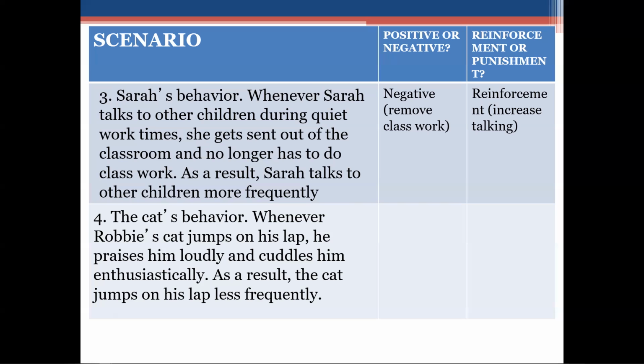Now let's think about the cat's behavior. Whenever Robbie's cat jumps up on his lap, he praises him loudly and cuddles his cat enthusiastically. As a result, the cat jumps on his lap less frequently. So is behavior going up or is it going down? Here, hopefully you can see it's going down. It's decreasing in frequency, so we're in punishment land. And is this positive or negative? Is he adding something or taking something away? Hopefully you can see that he is adding his affection, essentially causing positive punishment when his cat jumps up.